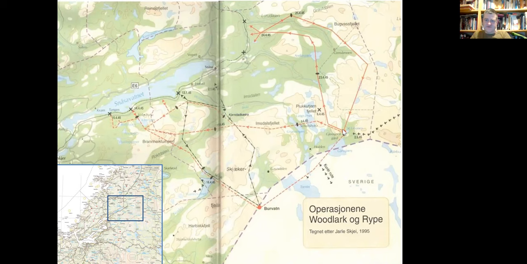And the last mission that they went on, they attacked the railway in Lurdal, which happened on the 24th of April. They took the approach march, went along this route, and they split into groups of three. And I'll show you the map detailing the attack.